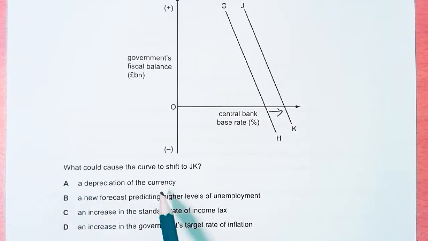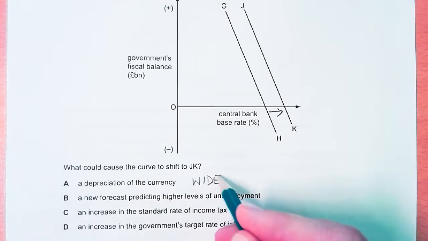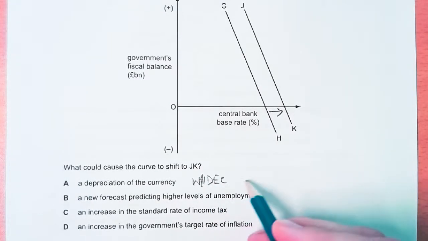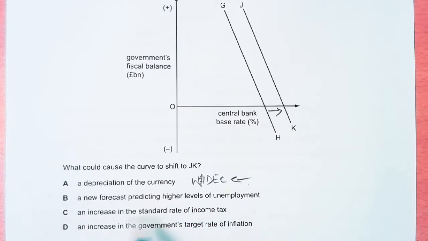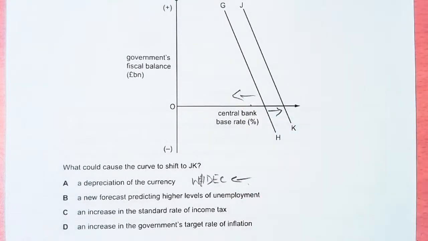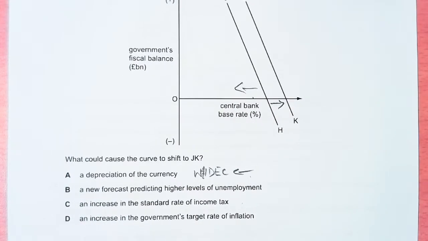So what could cause the curve to shift? A depreciation of the currency. Well, we know this creates a weak pound, imports dear, exports cheap. So the answer looks like it's going to be A. Let's run through the others just to make sure. A new forecast predicting higher levels of unemployment. Well, it would go the other way then. It would go that way. An increase in the standard rate of income tax. Well, if you've got contractionary fiscal policy, you're likely to use expansionary monetary policy at the same time.